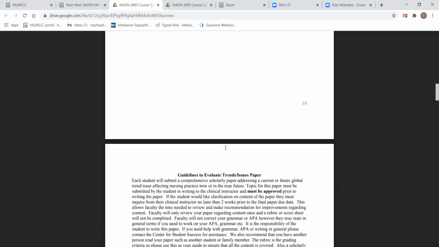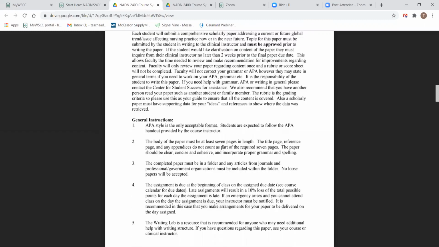Guidelines for the Trends and Issues paper. Each student will submit a comprehensive scholarly paper. It addresses a current or a future global trend or issue affecting the nursing practice now or in the future. Topics for this paper must be submitted by the student in writing to the clinical instructor, and it must be approved prior to writing the paper.